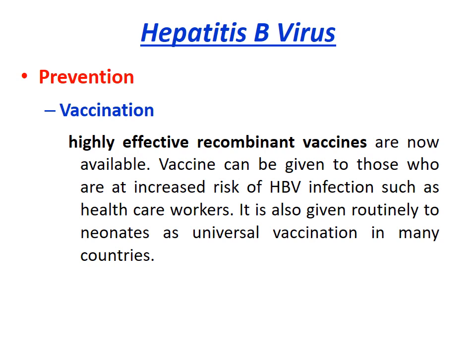Prevention, a very important thing. Vaccination is important for this. Highly effective recombinant vaccines are now available. Vaccines can be given to those who are at increased risk of hepatitis B virus infection, such as healthcare workers. It is also given routinely to neonates as a universal vaccination in many countries, and it has become very effective too.